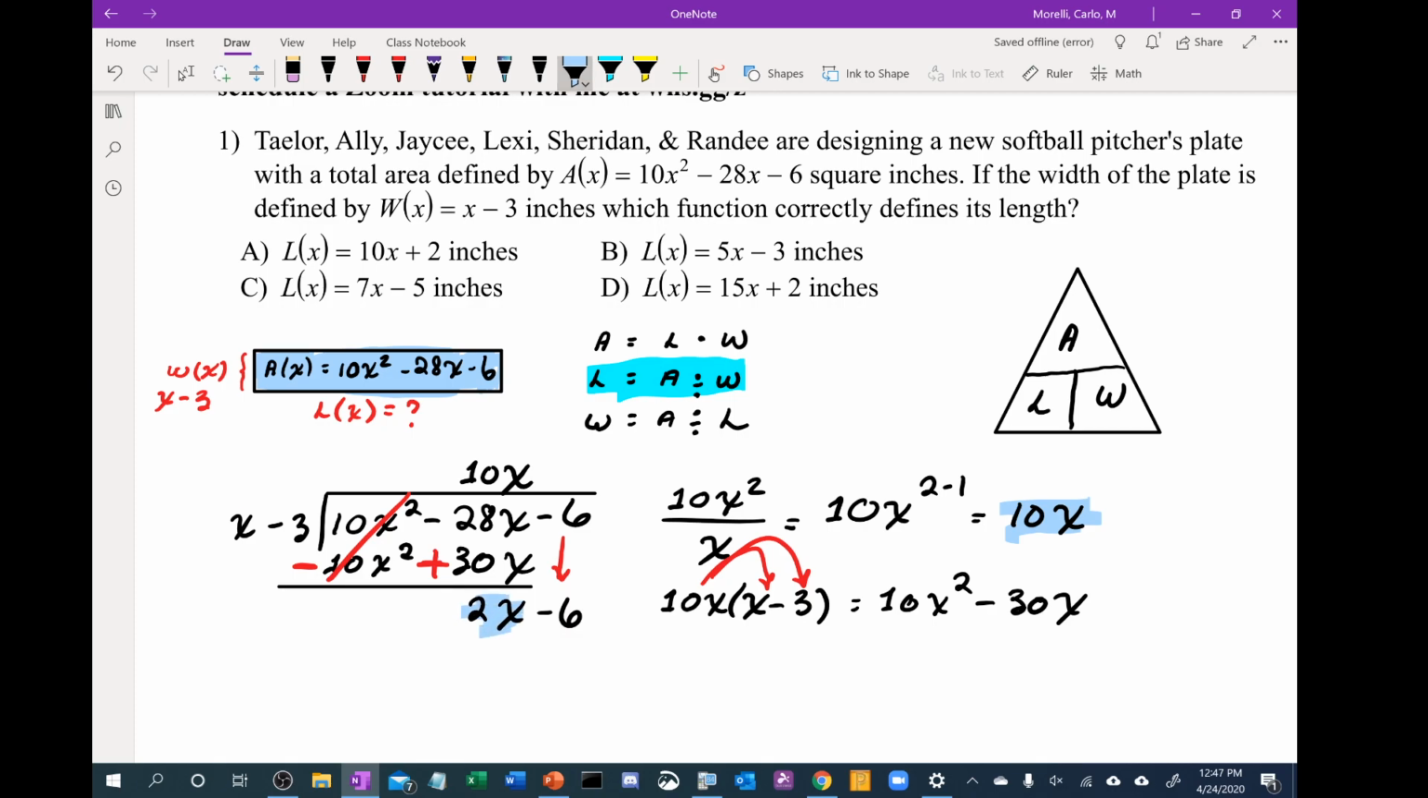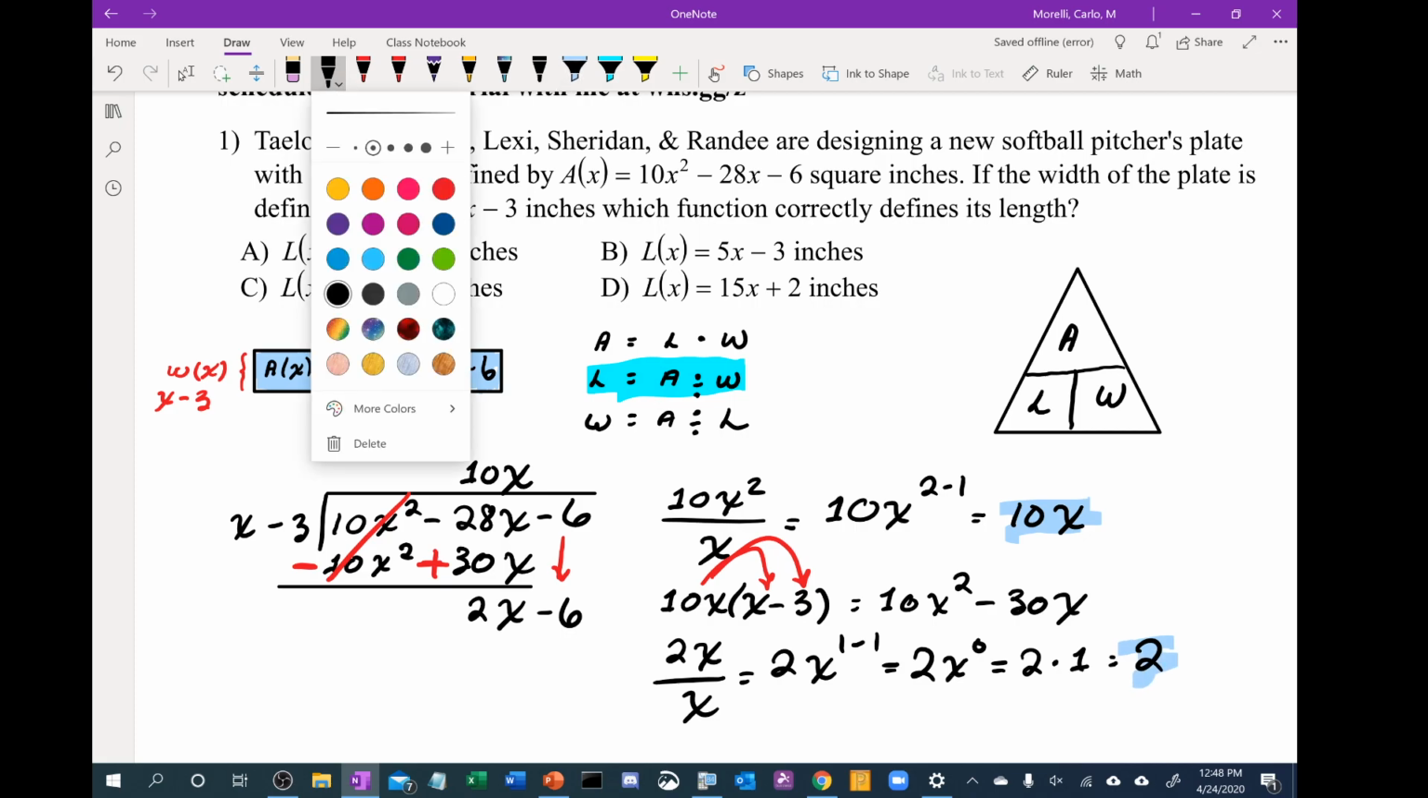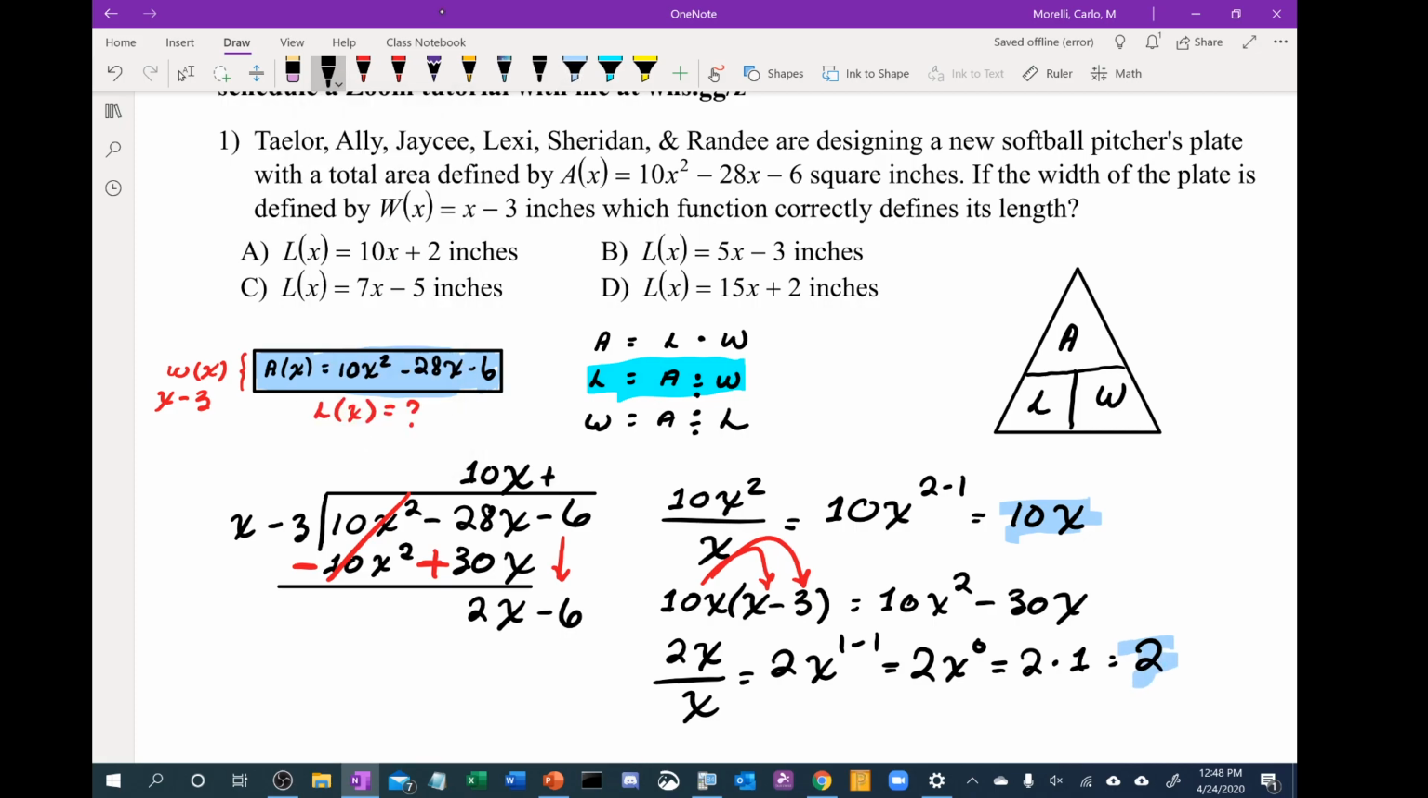Divide this term of the dividend by the first term of the divisor. So that's 2x divided by x. That equals 2x to the 1 minus 1, which equals 2x to the 0. X to the 0 is 1, so that equals 2 times 1, which is just 2. That 2 is a quotient term, gets written up here, plus 2. And now we multiply this new term of the quotient by the entire divisor.